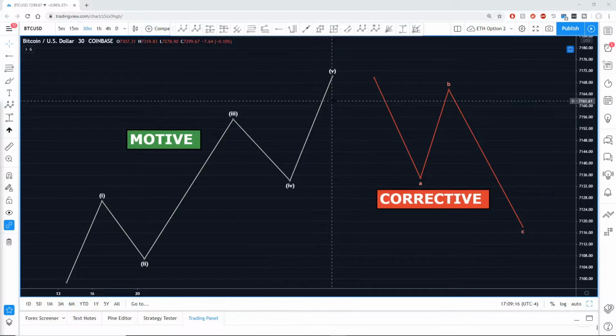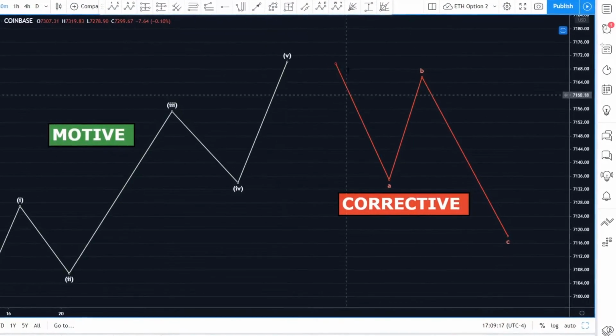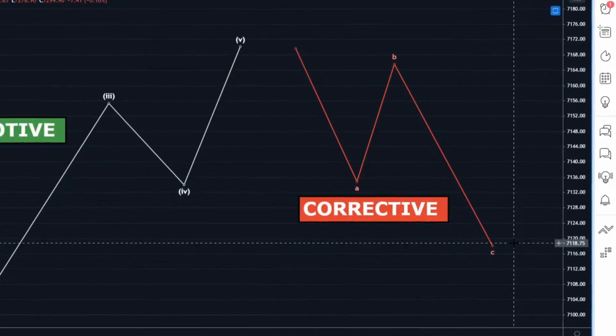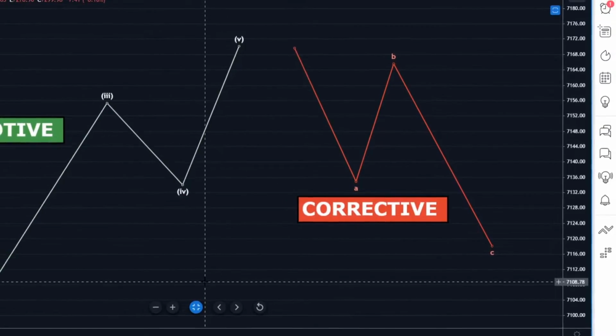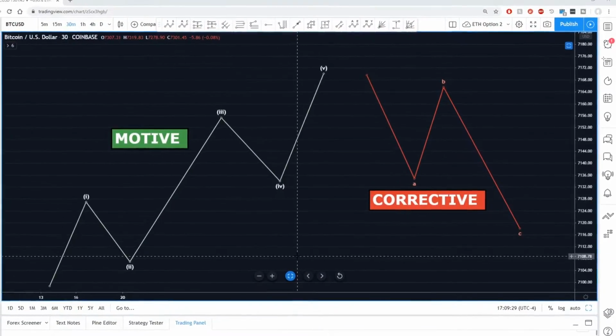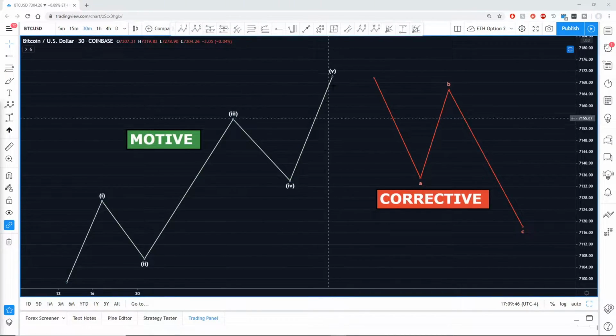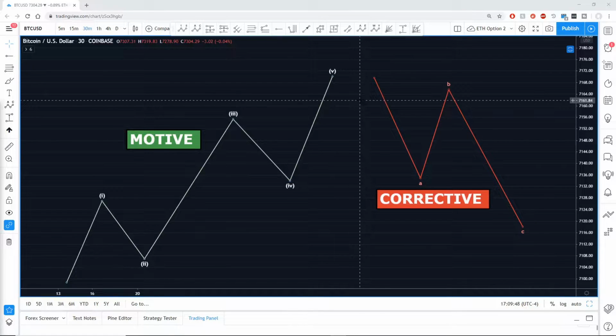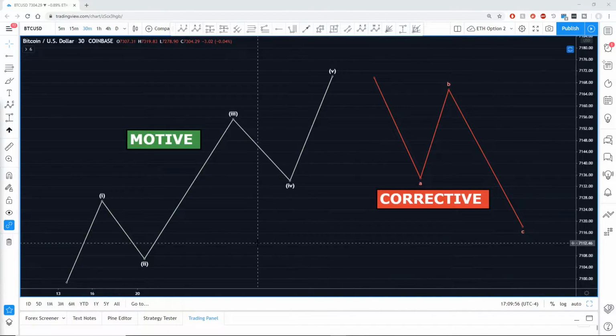The other type of wave is a corrective wave, made up of 3 waves, A, B, C. Waves 2 and 4 in larger degree trends are corrective waves. We call these 5 wave structures motive waves because they are what determines the direction of the market that we're moving in. They're the impulses that really push it forwards. And on the other hand, we call these corrective because they're correcting the impulses that occur.